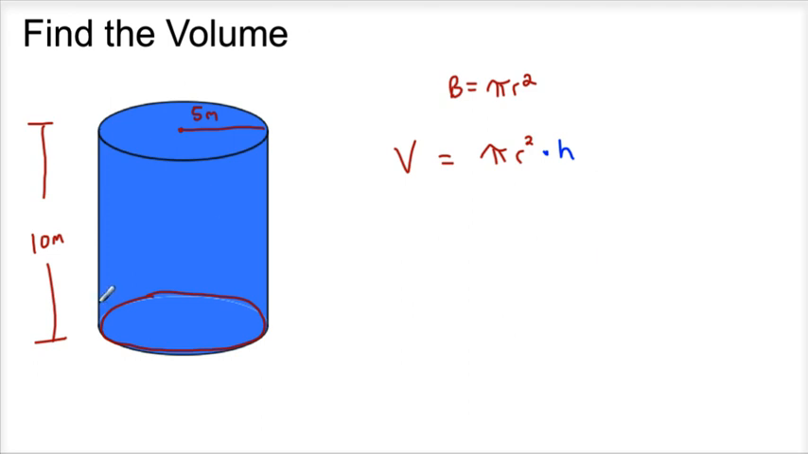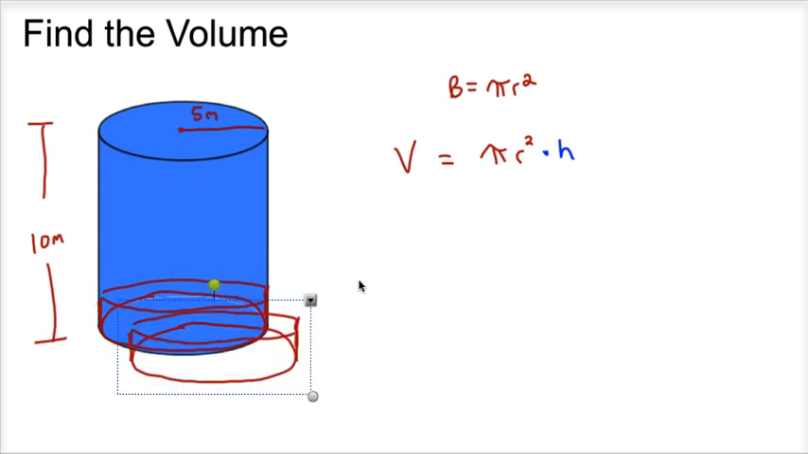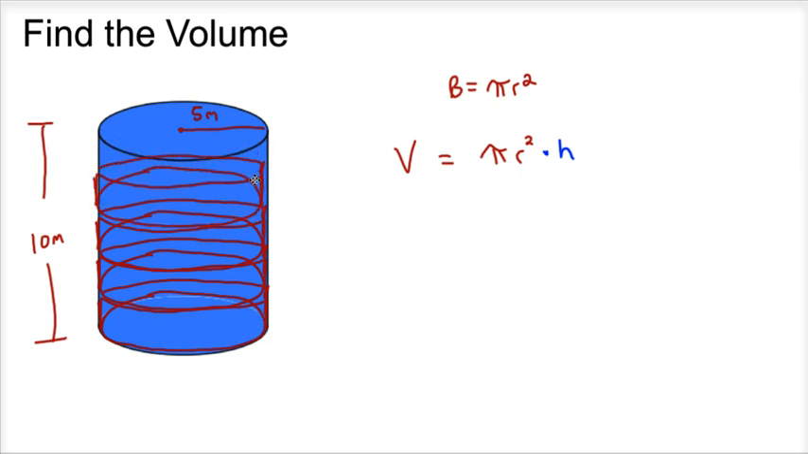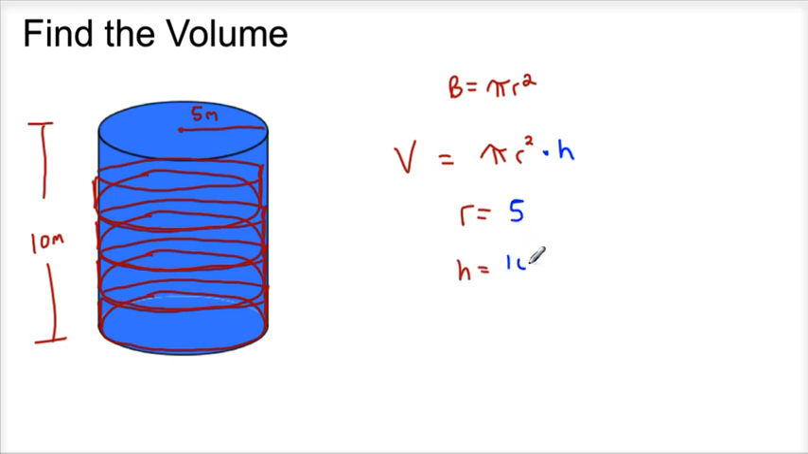All I'm doing here is stacking up a bunch of circles on top of one another. Circle after circle stacked up, and after I stack these up, I get my volume. I'm taking that base and stacking it and stacking it, and I create a volume. That's what creates my height. So in this case, I need a radius and I need a height. What's my radius here? 5. What's my height? 10. So I get volume equals pi times 5 squared times 10.